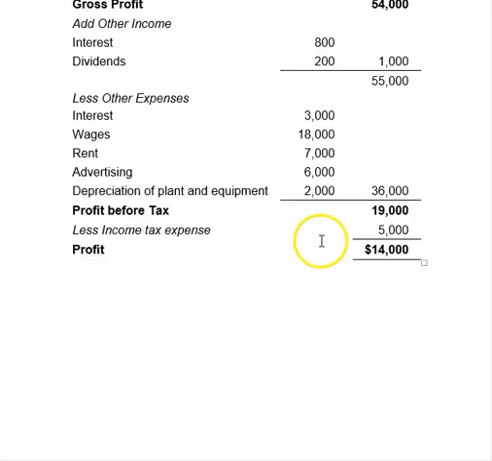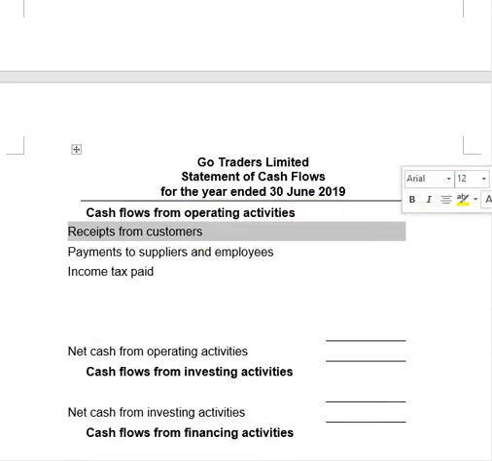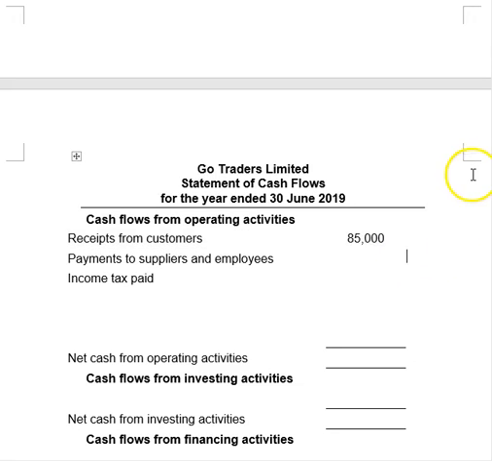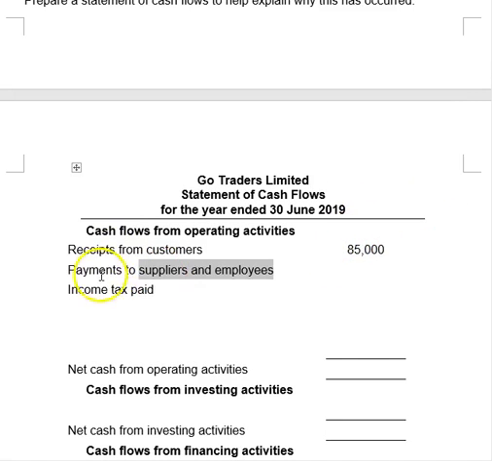So under receipts from customers, you have 85,000. Okay, and this is a positive figure because this is a cash inflow. Okay, next will be payments to suppliers and employees.